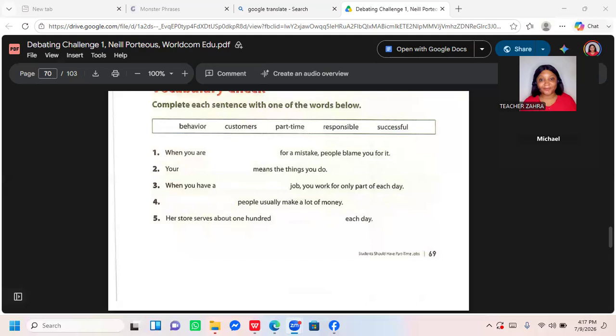Yes. Okay. When you say part-time means working fewer hours. When you work fewer hours than a full-time job. Okay. When you work fewer hours, you don't work the full time. You work fewer hours than a full-time job. Do you understand? I don't understand.